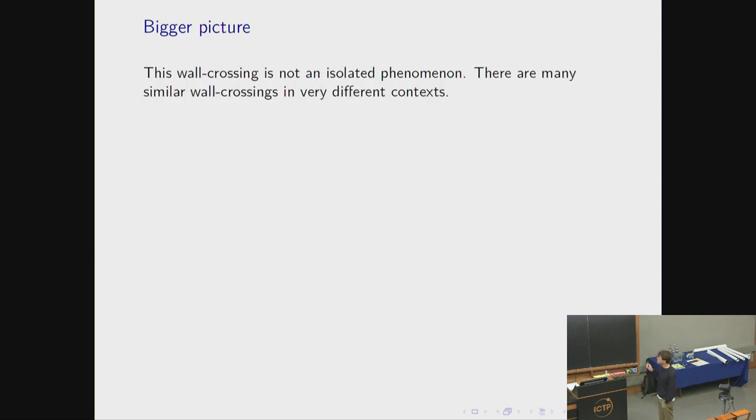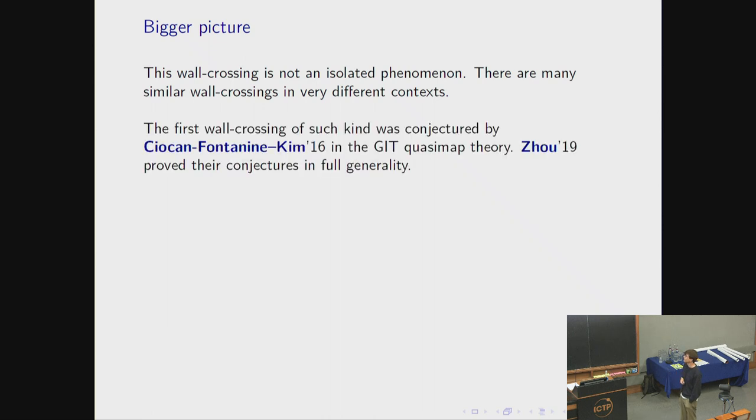Okay, so the bigger picture is the following. Let me even go beyond the unramified Gromov-Witten theory. This wall crossing is in fact not an isolated phenomenon. There are many wall crossings of a similar kind in very different contexts. As I mentioned before, Ciocan-Fontanine and Kim were the first to conjecture this kind of wall crossing in quasimap theory, and Zhou proved their conjectures in full generality.